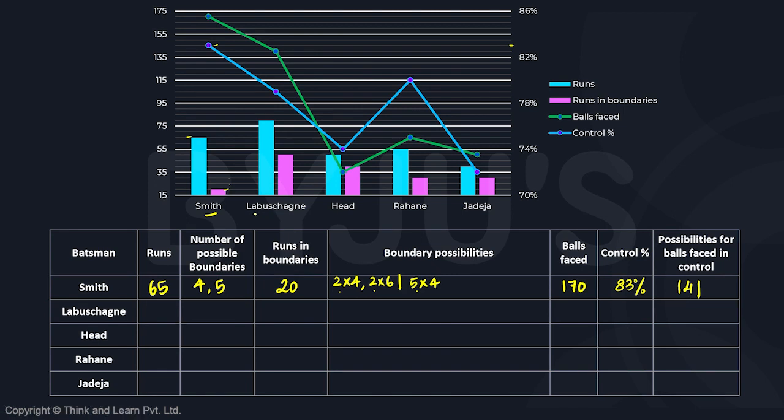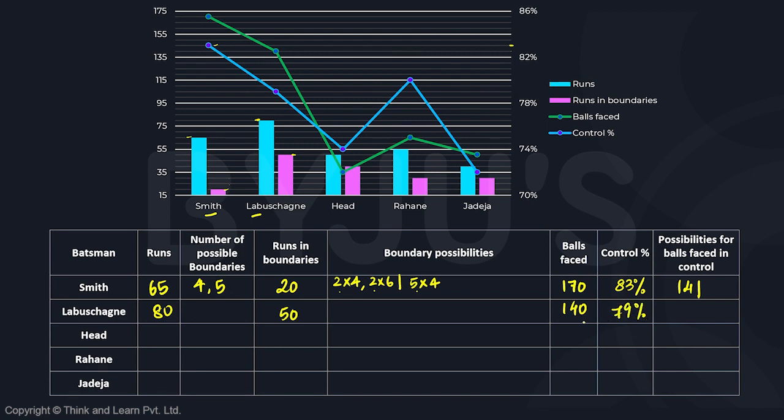Okay, let's look at Labuschagne now. The total number of runs that he has scored is a little over 75, right? So this is going to be 80. The number of runs he has done in boundaries is beneath 55, that should be 50 runs. The number of balls that he has faced is above 135, 1 unit, so that should be 140 balls. The control percentage is the blue line for him, which is exactly between 78 and 80. So this should be 79%.